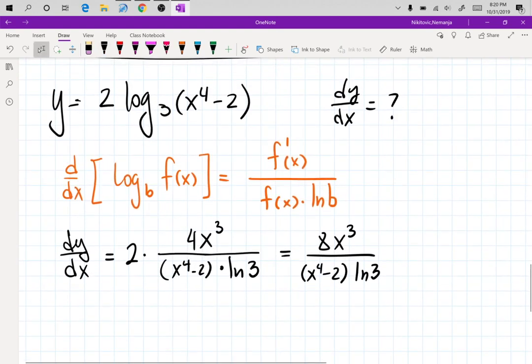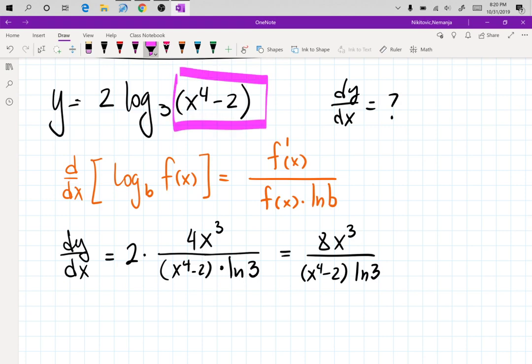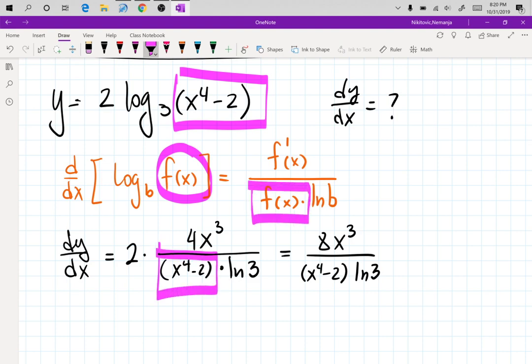Now, what I need you to see is that this is your f of x, right? The one that we taken right there. And as you can see, it appears cut and paste in the solution. So f of x, Control C, Control V, put its derivative on top, and then times ln of the base in the denominator.